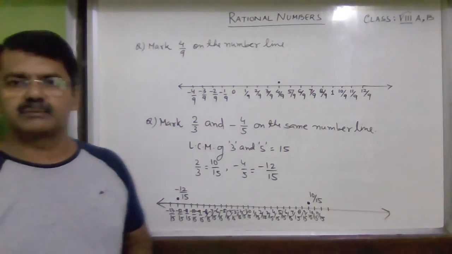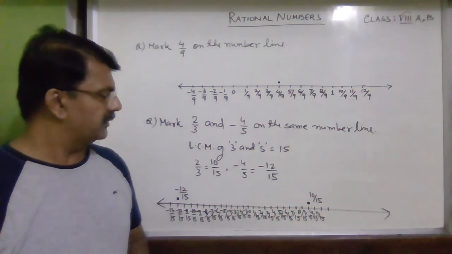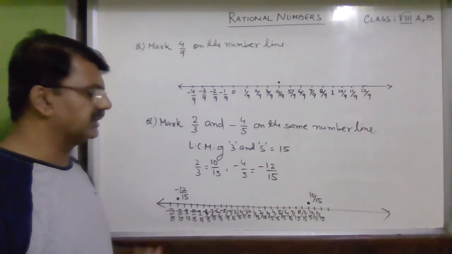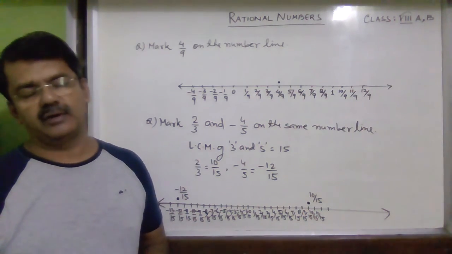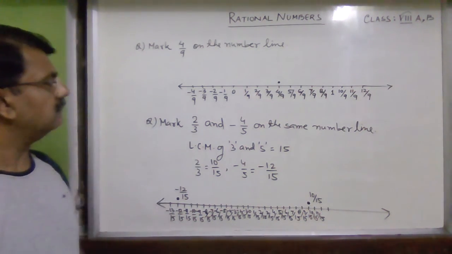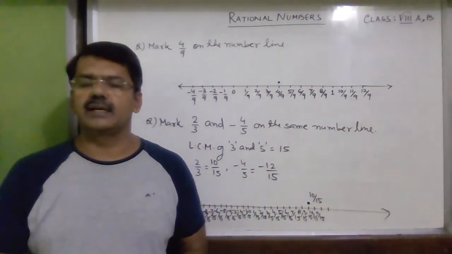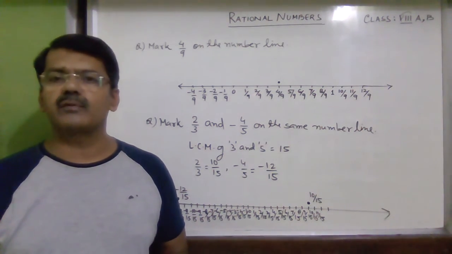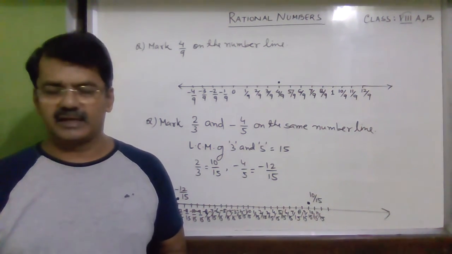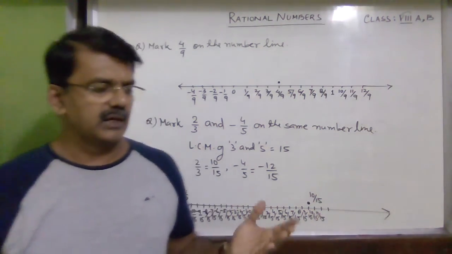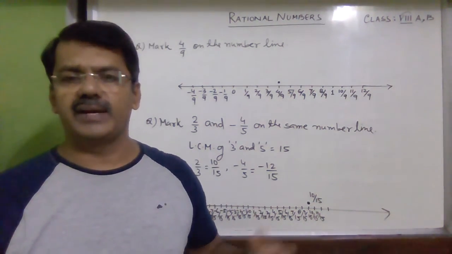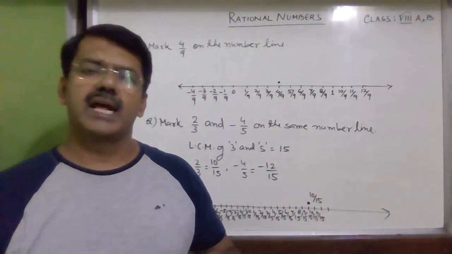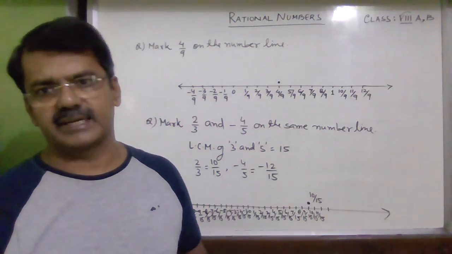So this is the process by which we can mark any number or any rational number on the number line. Clear? So in the next lecture I'll tell you how to find a number of rational numbers between two given rational numbers. Sometimes two rational numbers are given and they say find 3 rational numbers or 5 rational numbers or 10 rational numbers between the given two rational numbers. That I will tell you in the next class. Okay.